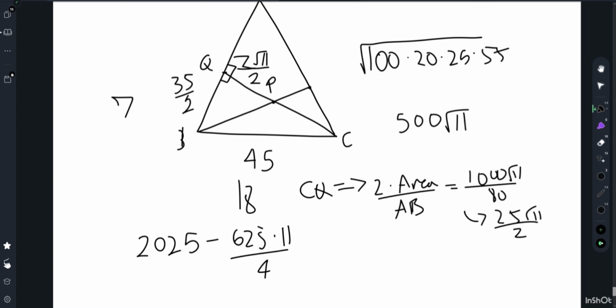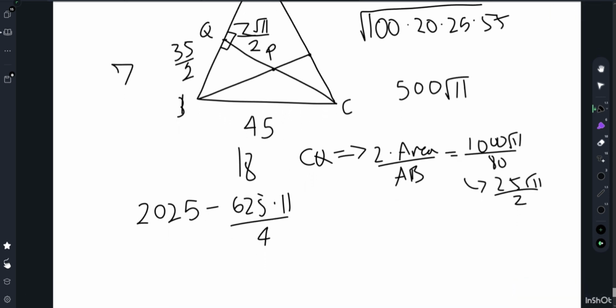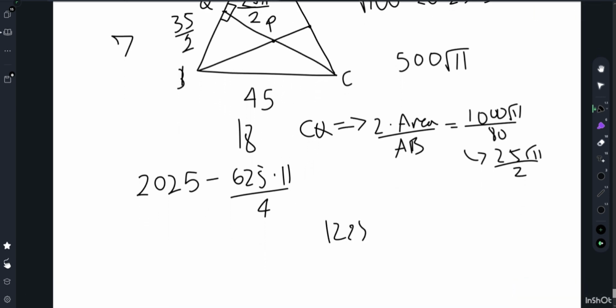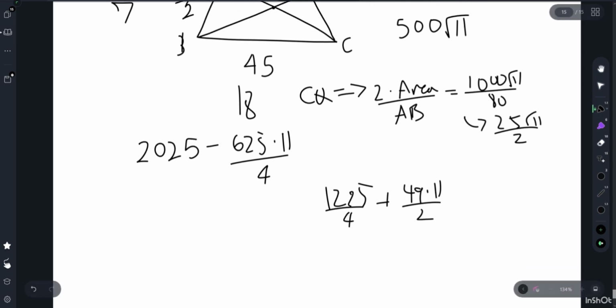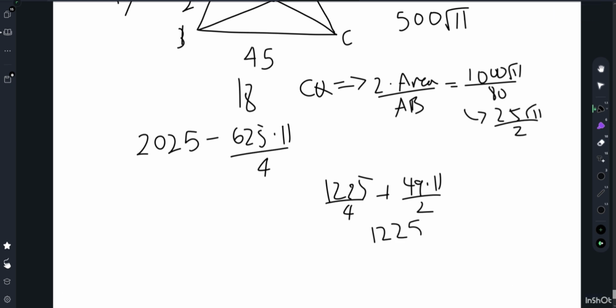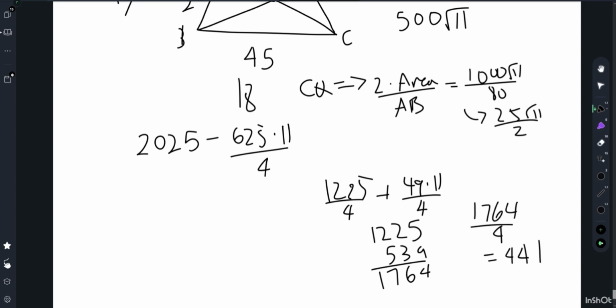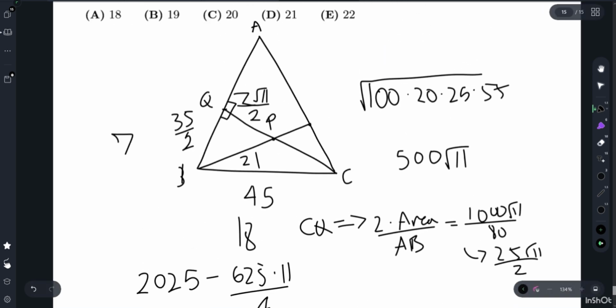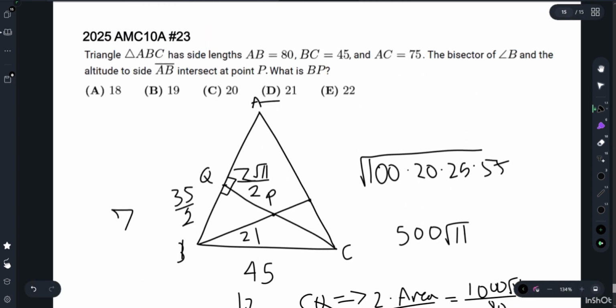Alright, so now let's do the Pythagorean theorem on BQP, and now we find BP. So we get 1225 over 4 plus 49 times 11 over 4. 49 times 11 is 539. So we get 1764, and that divided by 4 is equal to 441, and we all know that the square root of 441 is equal to 21. So BP equals 21 is our answer.